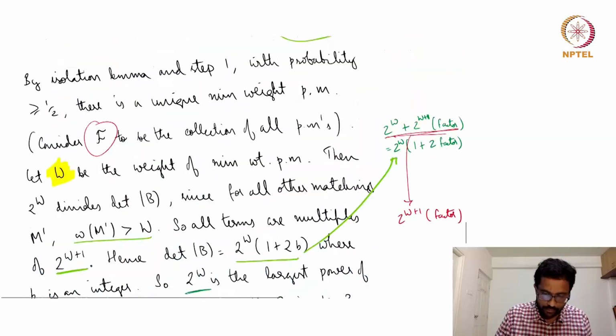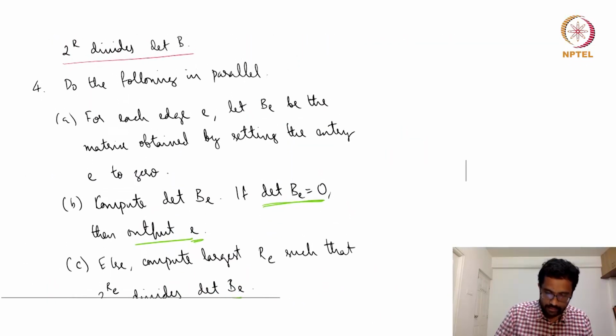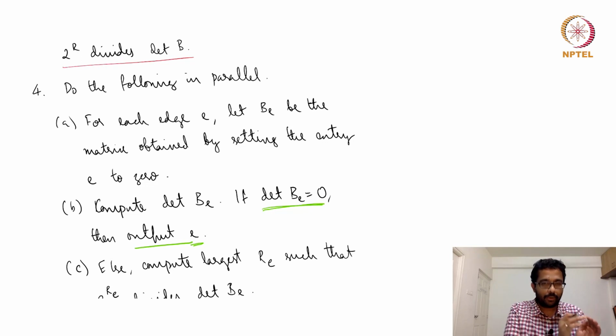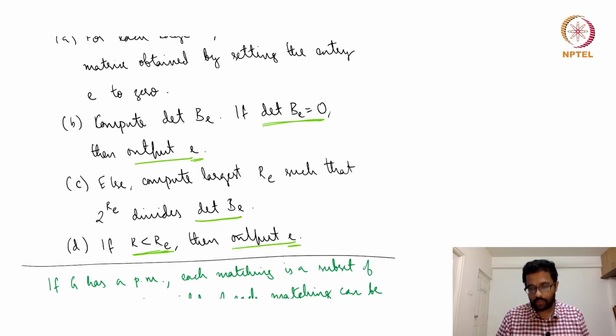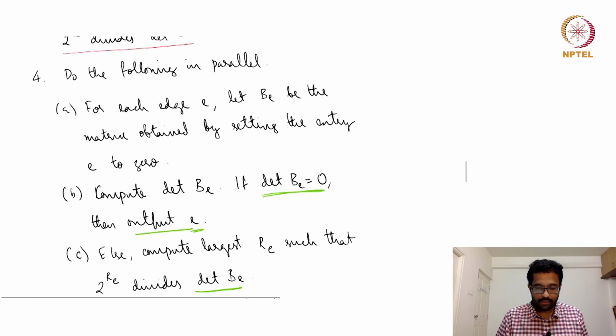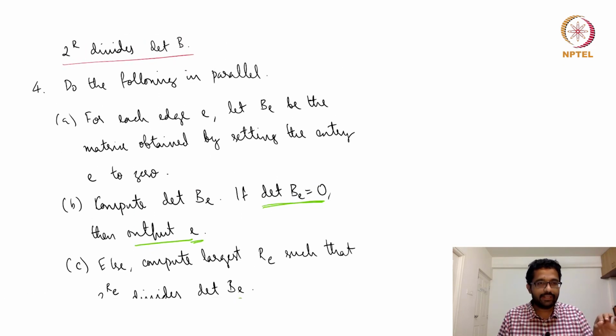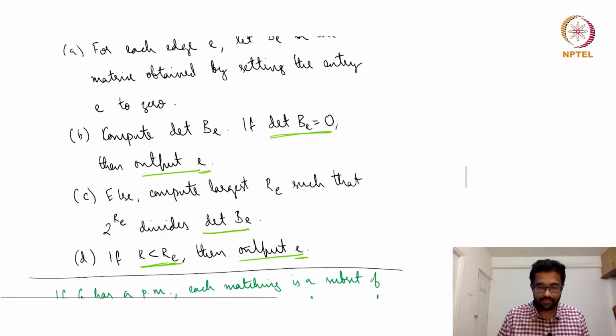And notice that from here on, this step 4 is entirely parallel. Each processor is only looking at that corresponding to a particular edge E. It removes that entry from the matrix, makes it 0, and then computes the determinant, and then computes the largest power of 2 which divides the determinant, and then compares with whatever R was already computed, right?